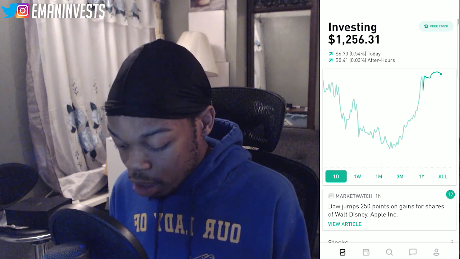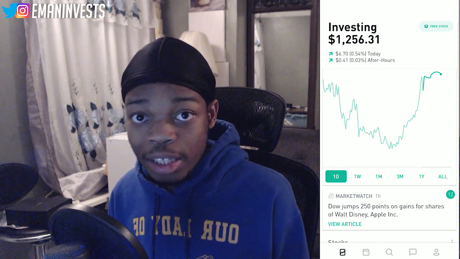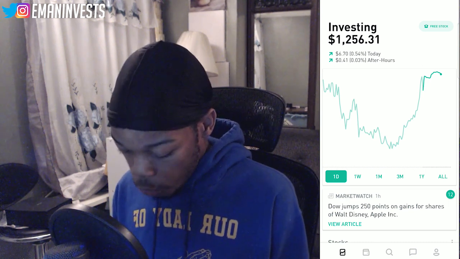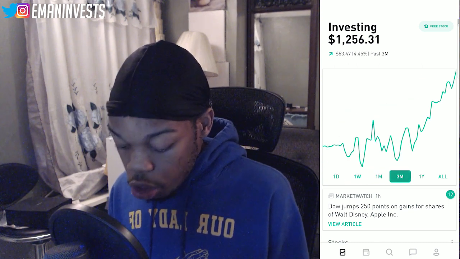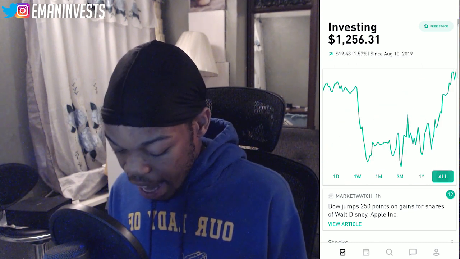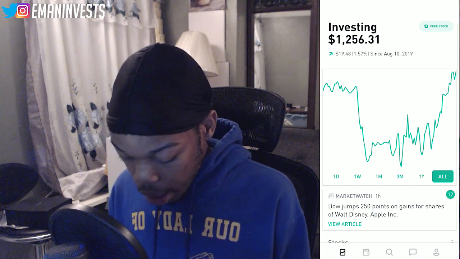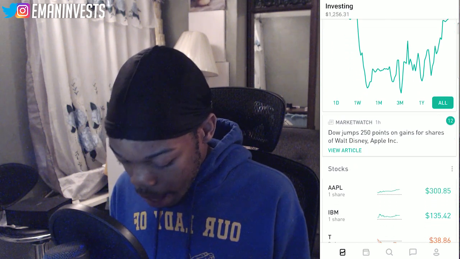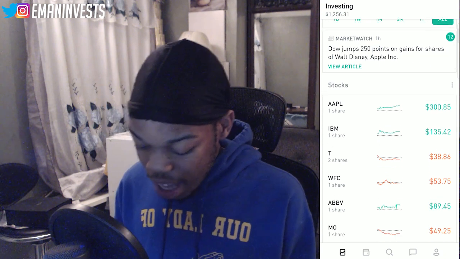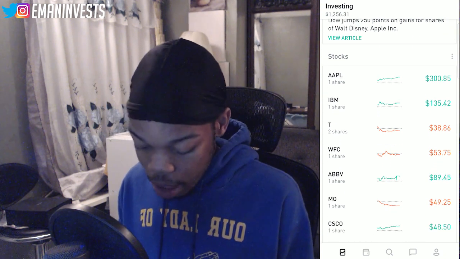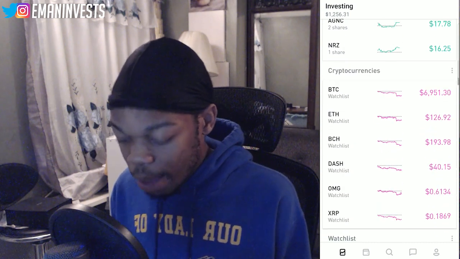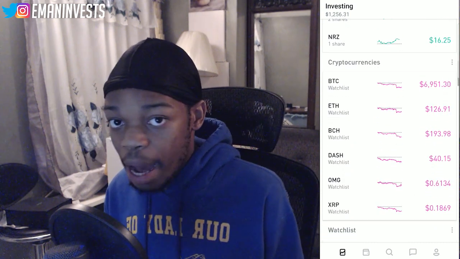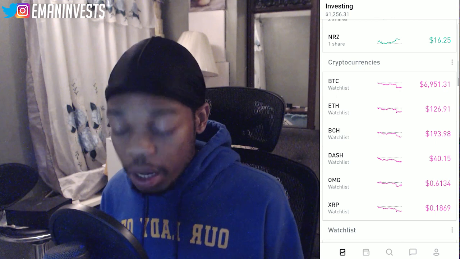Right underneath that, it shows you how much you gained or lost in price, as well as percentage, over the course of the day, the week, the month, 3 months, year, as well as all time. If you scroll a little bit down, you have the news, and you also have the stocks that make up your entire portfolio. If you scroll down past that, you have the cryptocurrencies that you have bought or are in your watch list.